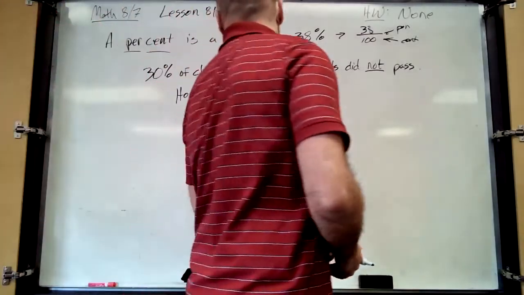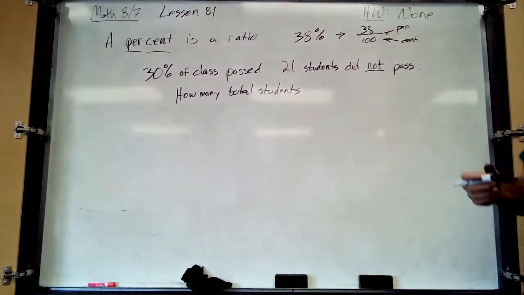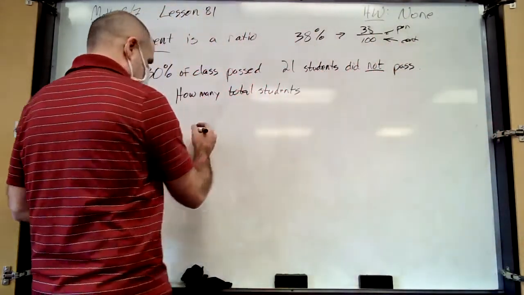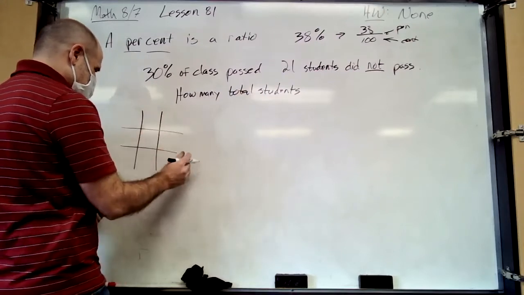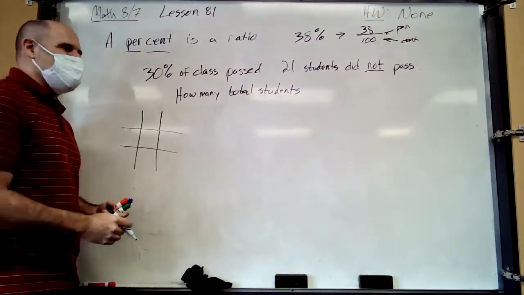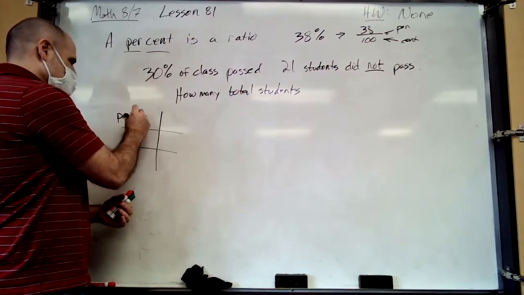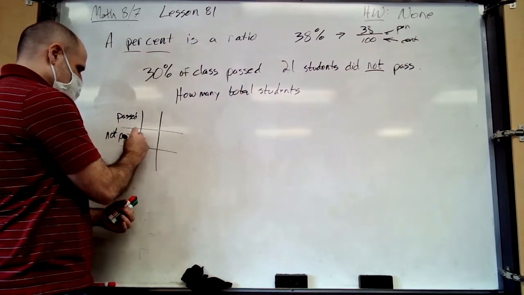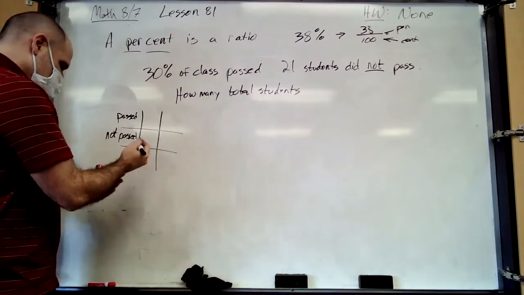Here's example one. 30% of a class passed. 21 students did not pass. How many total students? Well, let's figure it out. Let's set up a little chart. When you don't know, tic-tac-toe. I think this is nice. So let's say here, passed, did not pass. Okay, passed and not passed. Are you guys okay with that? And then you got your total.